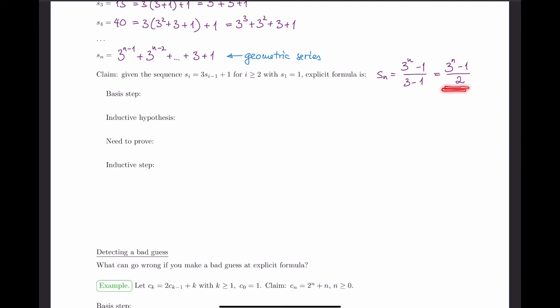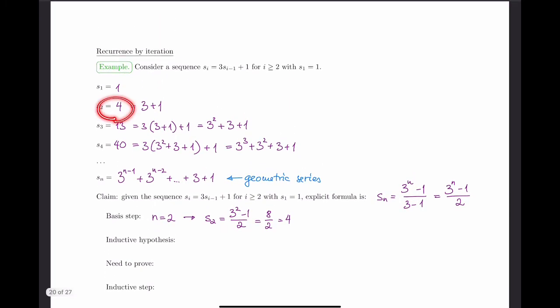So I have this as the thing I want to prove. My basis step starts with n equals 2. We usually label this variable as n. What's going to happen? I have to calculate s sub 2 using this formula. So let's plug 2 into here. I'm going to get 3 squared minus 1 over 2. So 9 minus 1 over 2, 8 over 2, which is equal to 4, which is, of course, the exact same number as the one produced by the recurrence. So the basis step checks out.